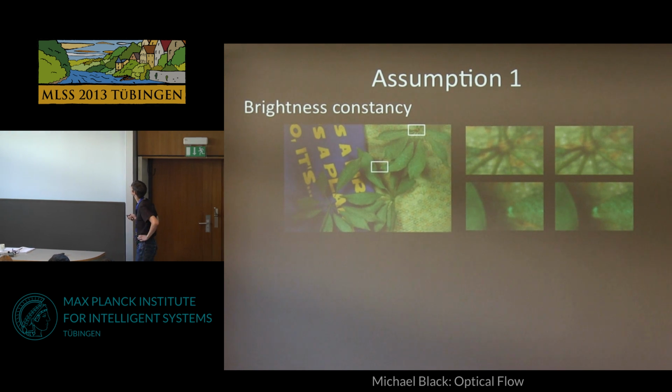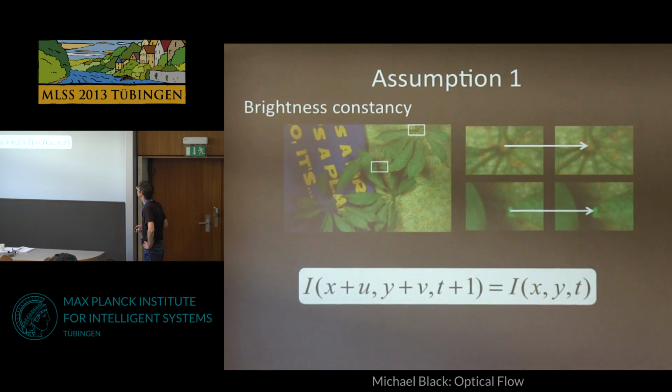And the idea is if we look at a little patch, let's say this patch or this patch here, there's a structure in the scene that's moving, but its appearance doesn't really change very much. Its 2D location changes, but the pattern stays roughly the same, and the same here. So we're going to make an assumption that the image at time t, position x, y, looks like the image at the next time instant, t plus 1, but the pixels have been offset by this u and v.